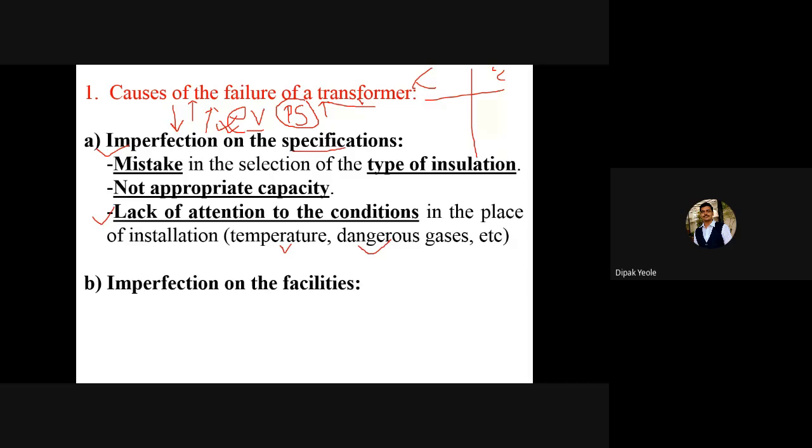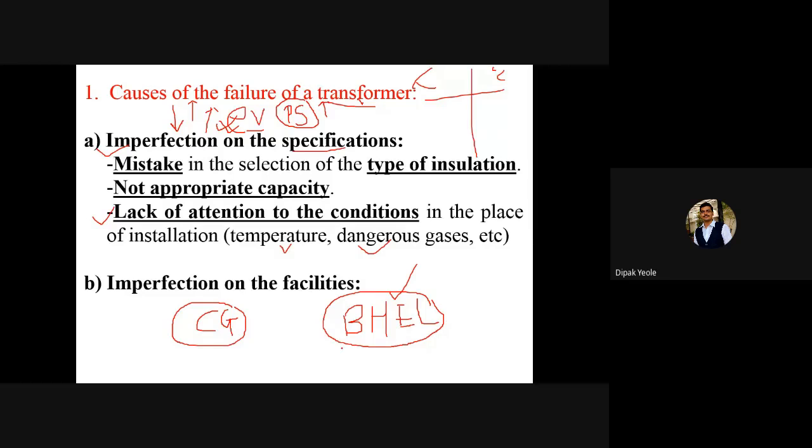I hope you have heard the word Bharat Heavy Electrical Limited, BHEL. It is not our Pani Puri wali BHEL; it is a company which manufactures power transformers. There is also one company called Crompton Greaves, CG. The plant is available near Aurangabad and also in Ahmednagar. These companies are manufacturing power transformers in large quantity, and this is a government-based company.